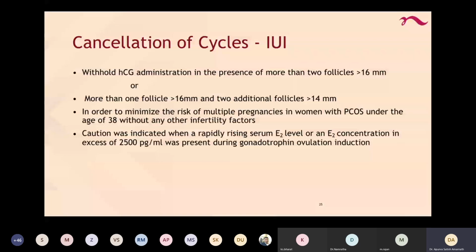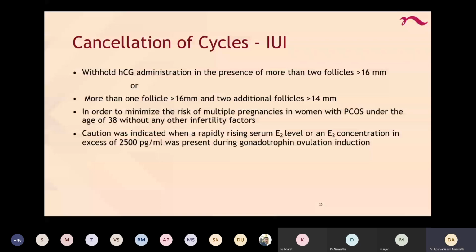So monitoring in an ovulation induction cycle is basically to see how many follicles are growing, what the endometrial thickness is, whether the ovulation is happening properly or not, and on time or not, and at what point you should cancel an IUI so that the risk of multiple pregnancy and the rare risk of OHSS is also reduced.